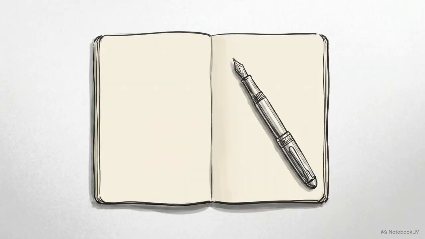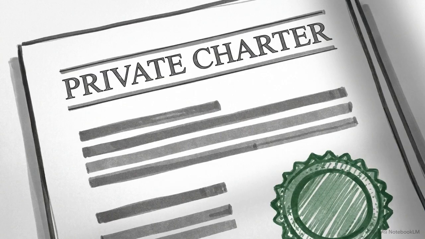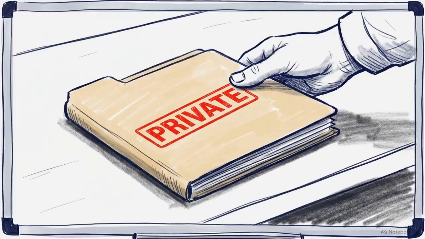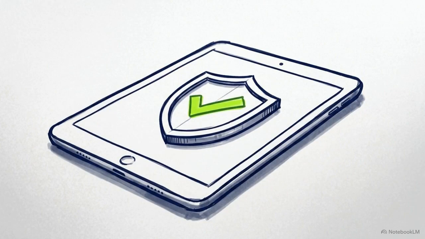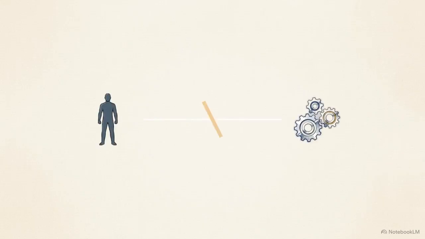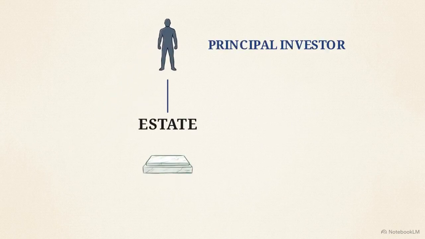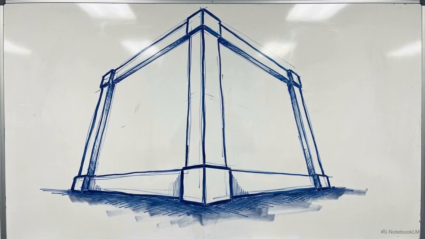We will walk through the specific steps to execute this. First, we'll draft an unincorporated association, then use those private documents to open a functional trust account. This structure separates your individual identity from the financial engine, establishing you as the principal investor of the estate. Professional private banking requires a foundational entity.